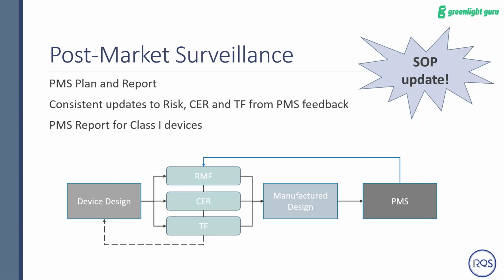Also, same inclusion of the post-market surveillance report, as well as having a form or a template for completing that report. Consistent updates to risk. This ties again to 1345, your clinical evaluation and your technical file from your post-market feedback. So an ongoing loop as you are getting more feedback about your device, you're implementing that information to see, does it affect any of the severities or probabilities of your known hazard situations and harms? Has it created any new hazard situations or harms? And how does that affect your device?